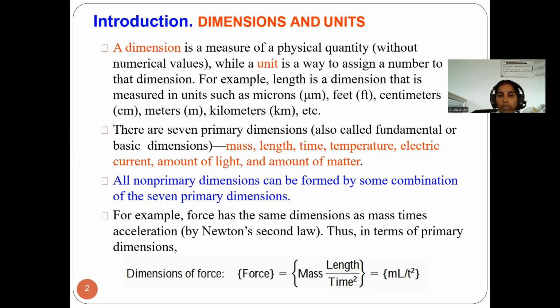All non-primary dimensions can be formed by some combination of the seven primary dimensions. For example, force has the same dimensions as mass times acceleration, that is Newton's second law. Thus, in terms of primary dimensions, the dimensions of force are mass times length divided by time squared. So mass is denoted by capital M, length L, divided by time squared.